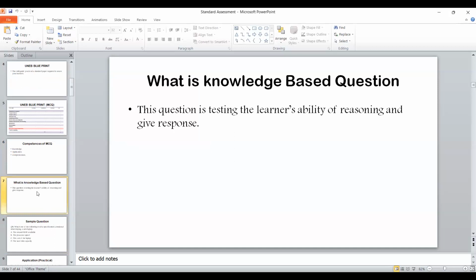So what is a question? If a question is knowledge-based, what does that mean? It is testing the learner's ability of reasoning and give a response. You must make sure that you bring an objective question to test the learner's ability of reasoning.